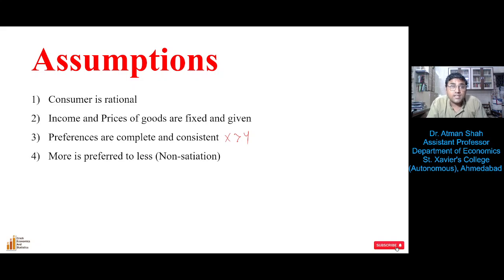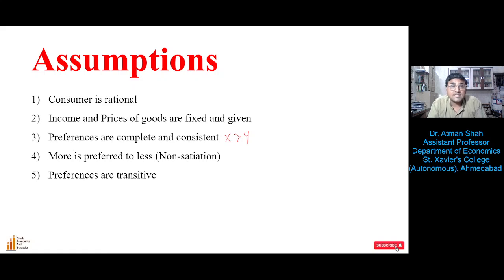Fourth, more is preferred to less. So more is always better. That is the assumption of non-satiation. So the consumer always tries to consume more and more of the two goods, and therefore tries to stand on the highest possible indifference curve. Because the higher the indifference curve, the higher the utility; the lower the indifference curve, the lower the utility.